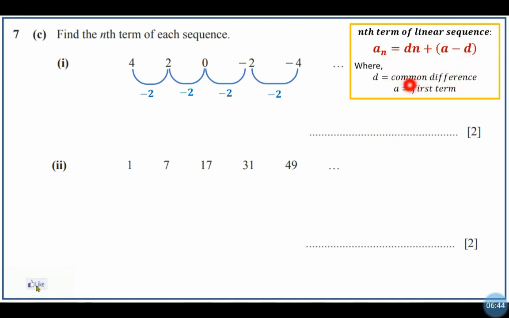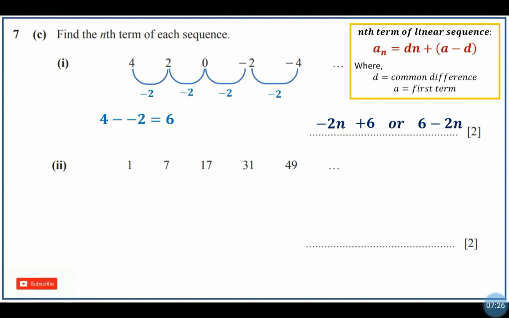Actually, this is not the original equation for a linear sequence, but you see, I will multiply d, the common difference, times the n. So I will just write the common difference and then put the n. So it will become negative 2n plus the difference between the first term and the common difference. So 4 minus negative 2 is equal to 6. Basically, I will just add that plus 6. Or it can also be written as 6 minus 2n.